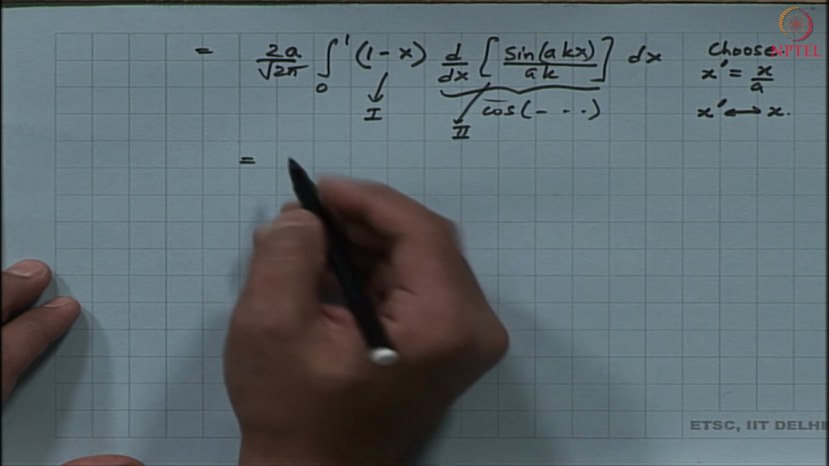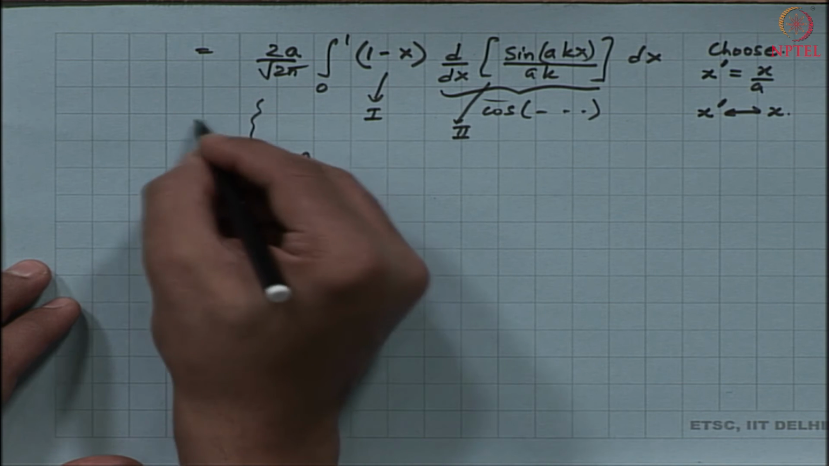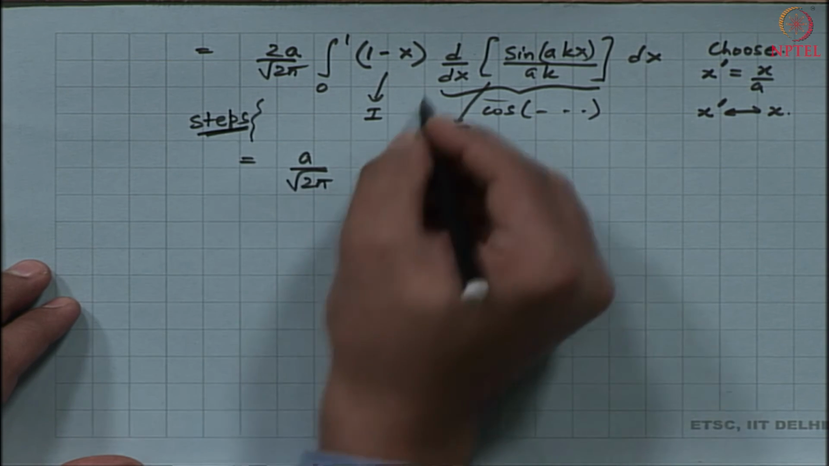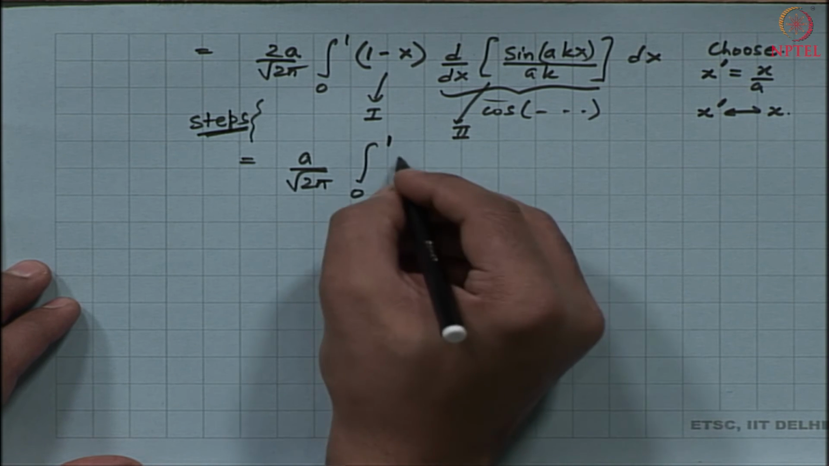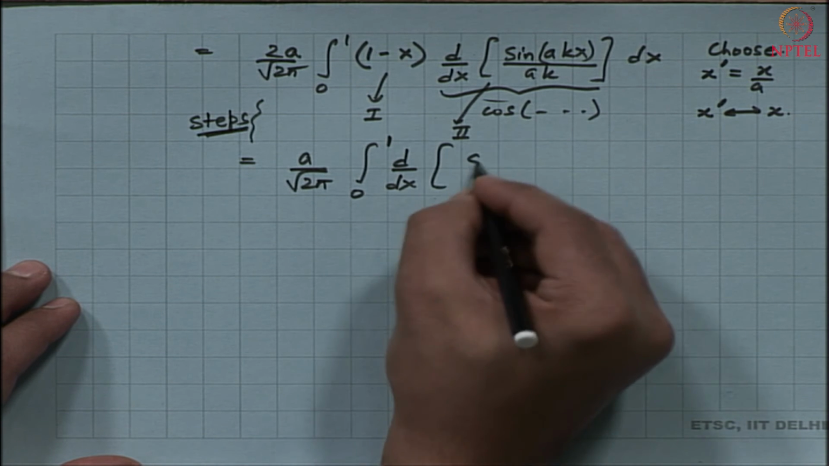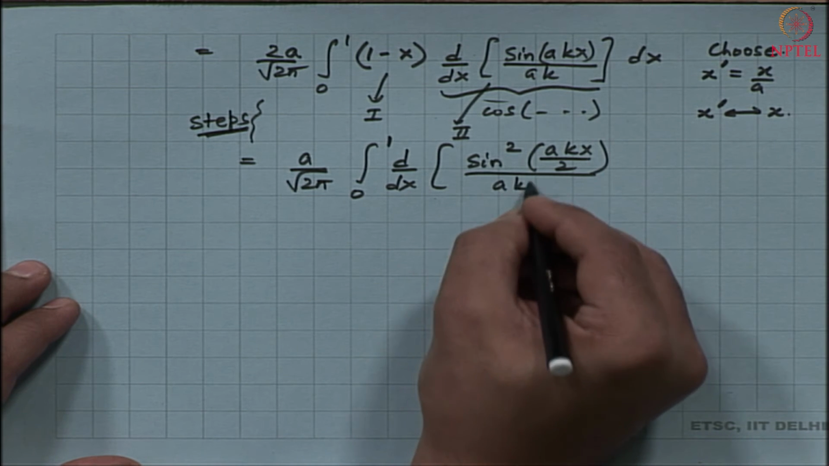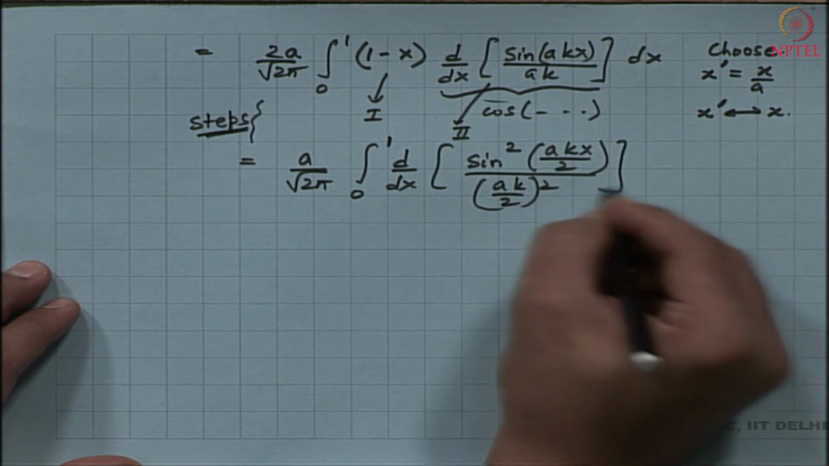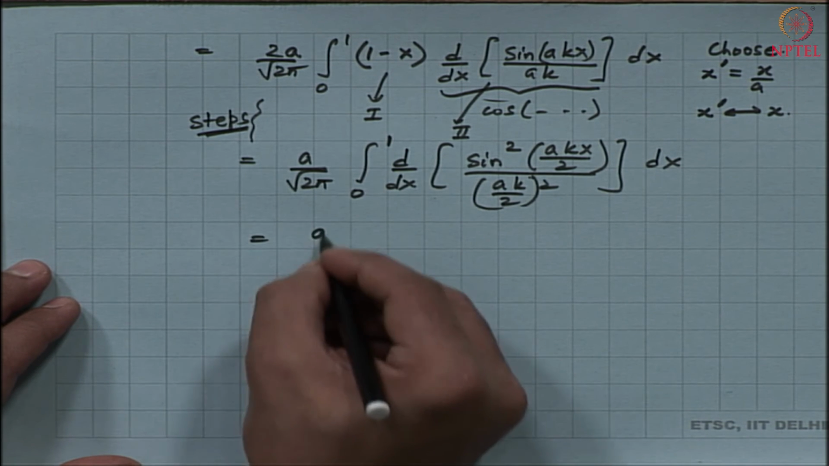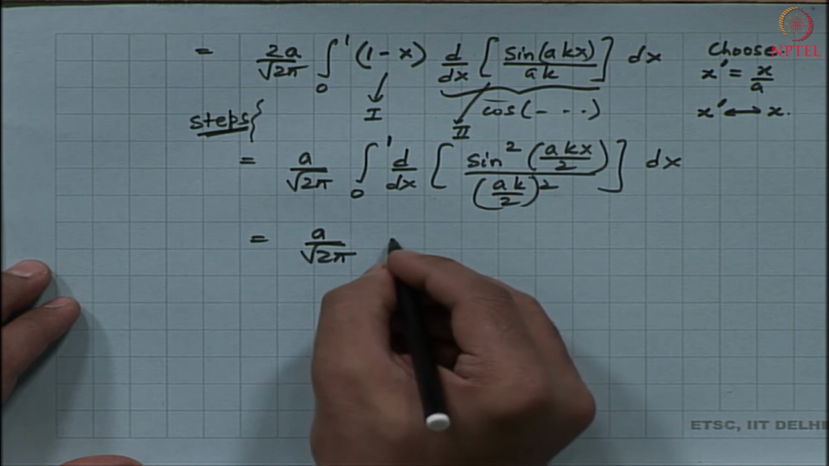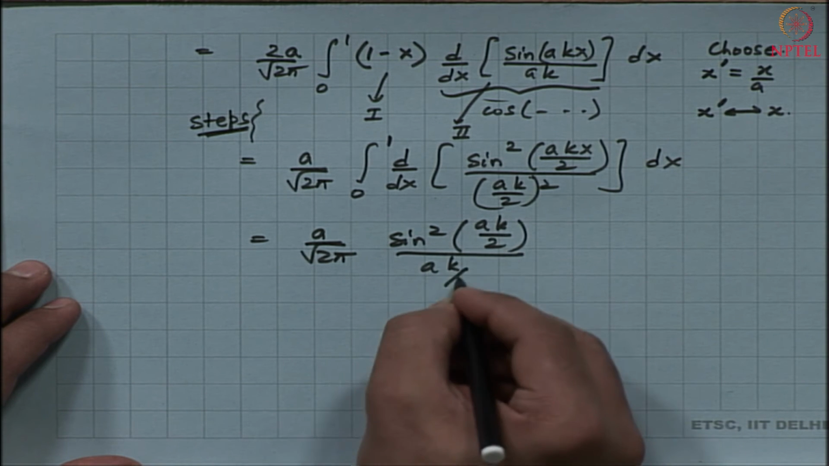So, after doing all the calculations, I am leaving all the calculations here. There are some steps which I request the students to see what they are, integration by parts. I come to this new integral, which is integral from 0 to 1 of d dx of sine square a k x by 2 divided by a k by 2 whole square, okay, times dx. Now, this is quite easy to integrate because this is already in the derivative form, and I get the answer to be a by square root 2 pi, sine square a k by 2 divided by a k by 2 whole square.